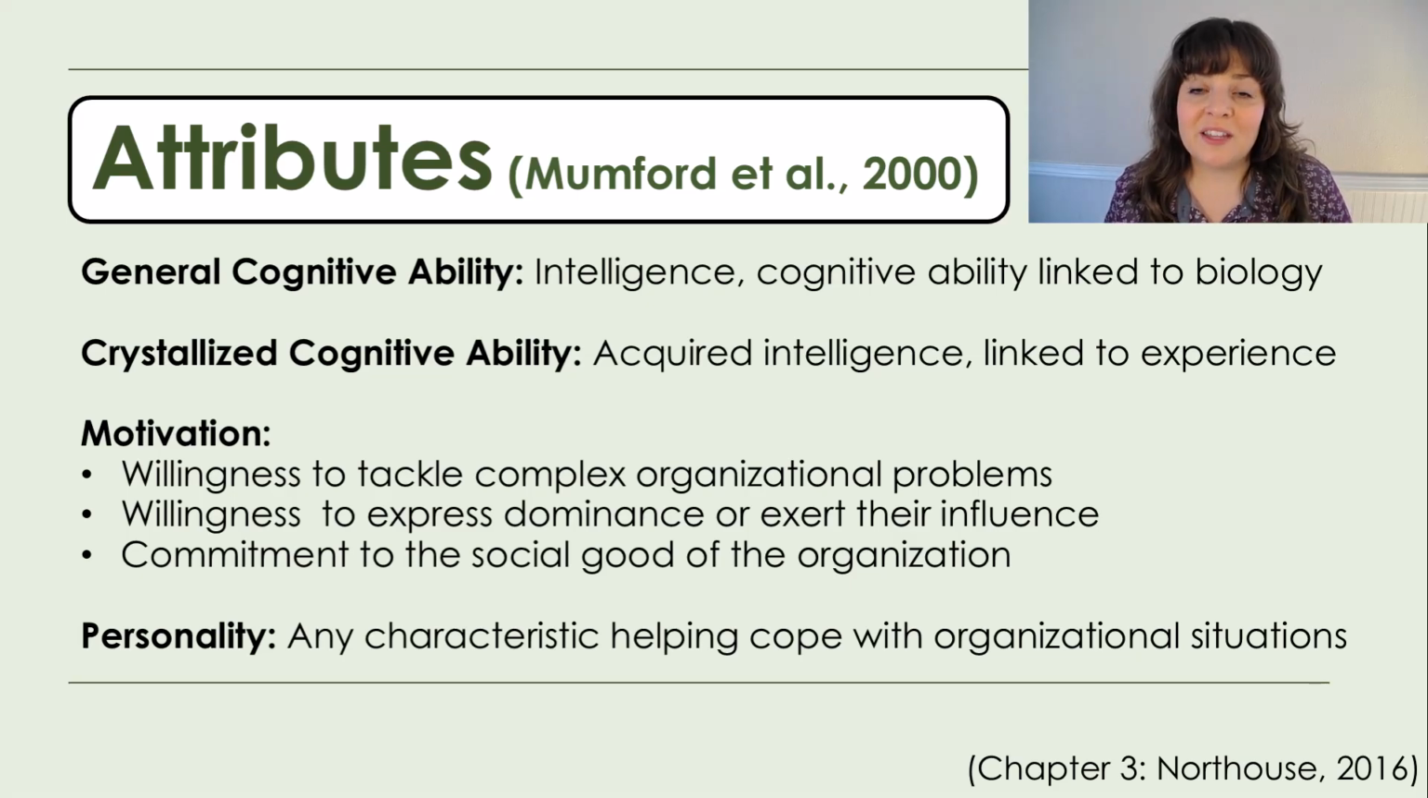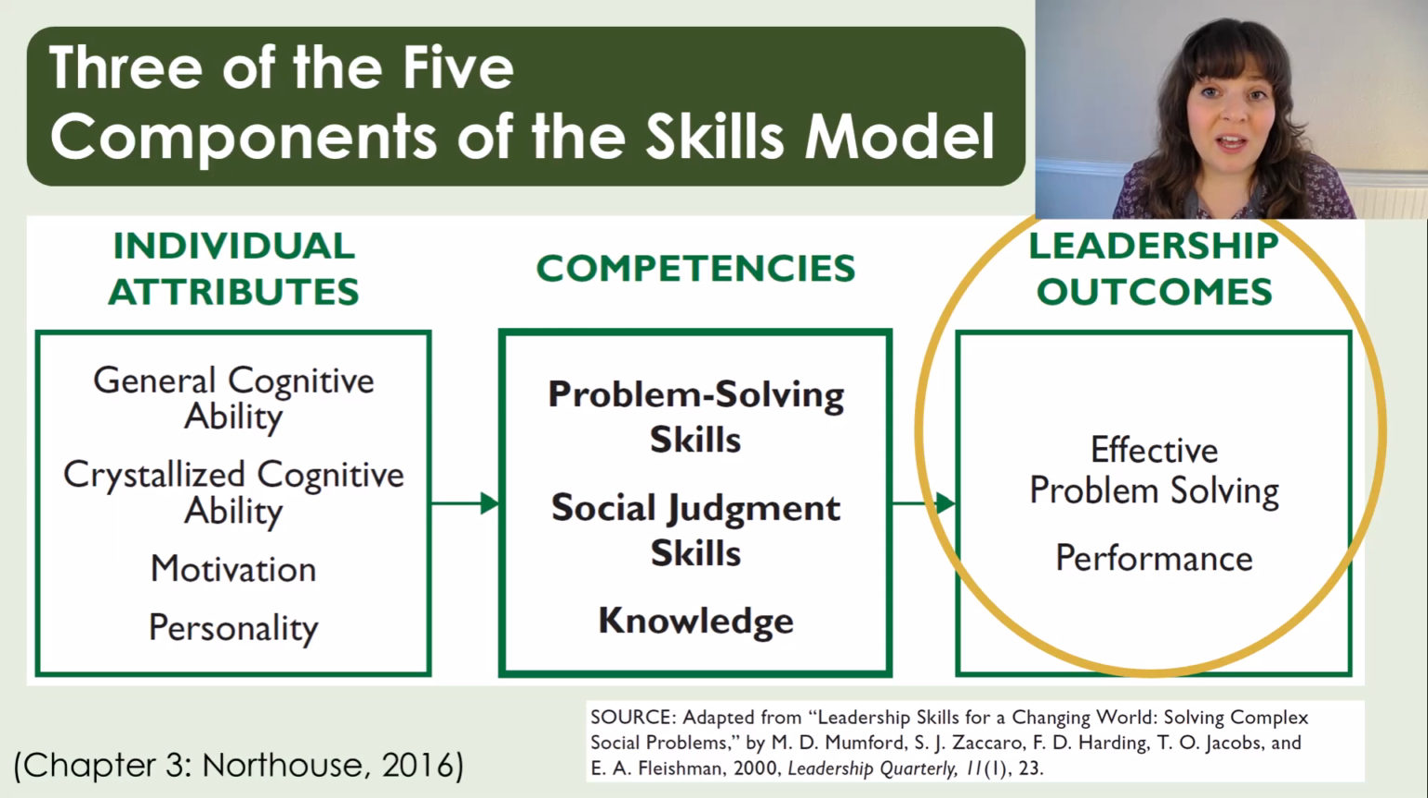The other 2 attributes that contribute to our capabilities are motivation. Motivation includes our willingness to tackle complex organizational problems, to express dominance or exert our influence, and then our commitment to the social good of the organization. Last, our personality are any of those characteristics that help us cope with organizational situations. In the skills model, our individual attributes, including our cognitive abilities, motivation, and personality, predict our competencies, and those 2 things influence then our leadership outcomes.